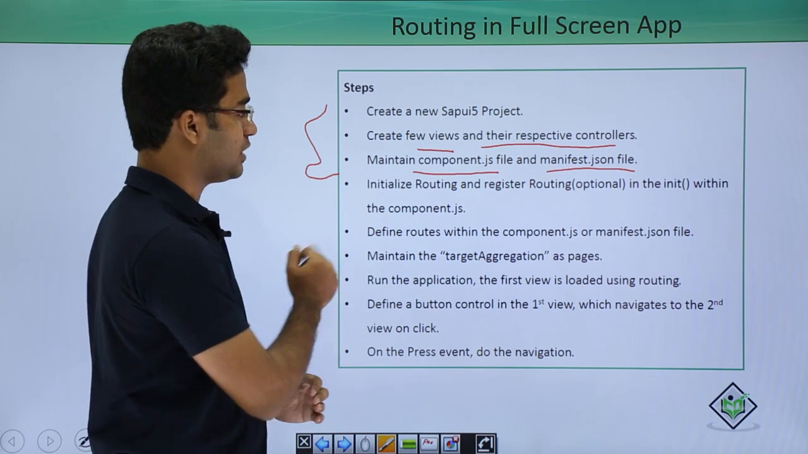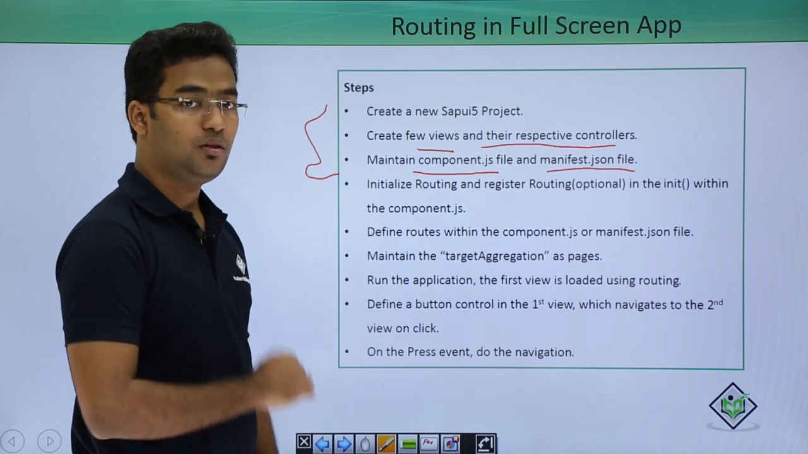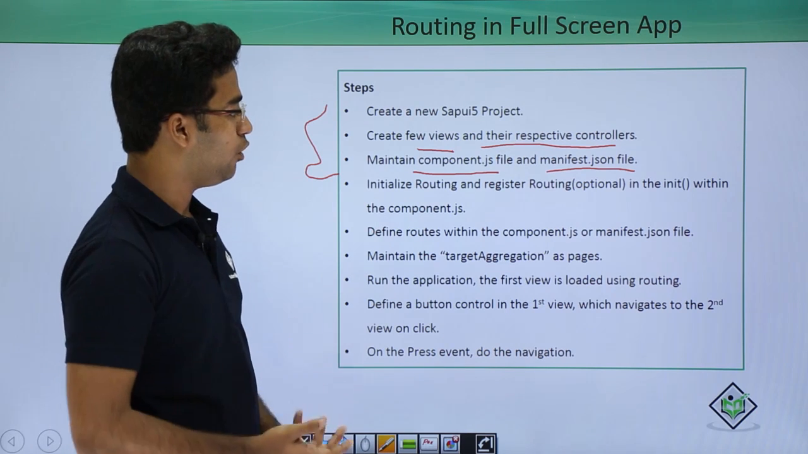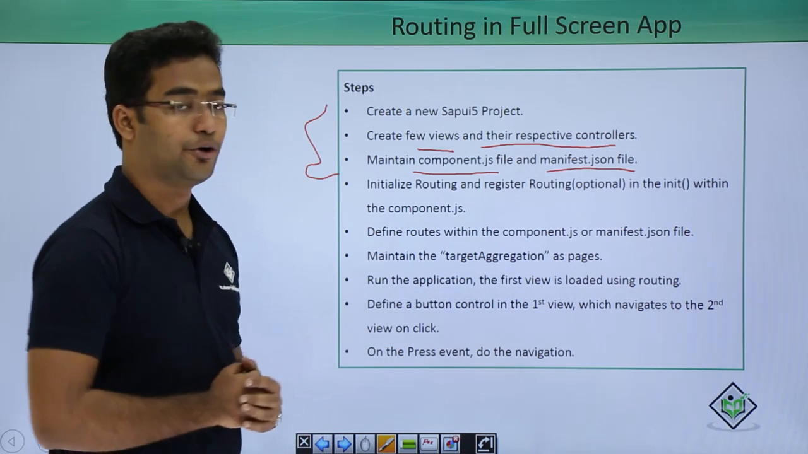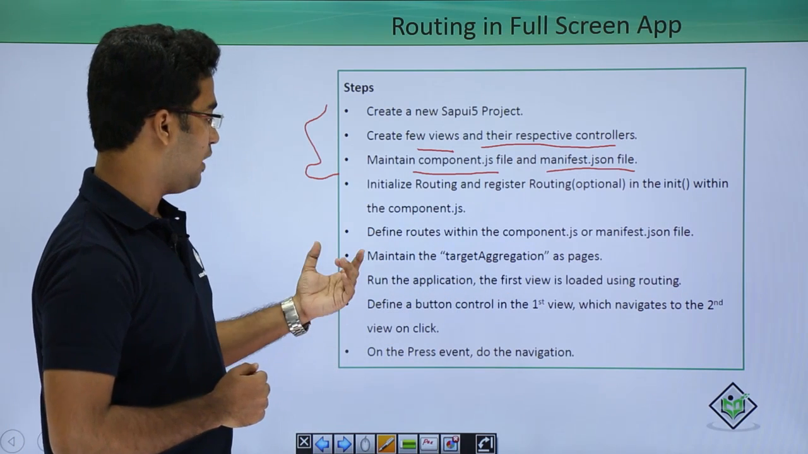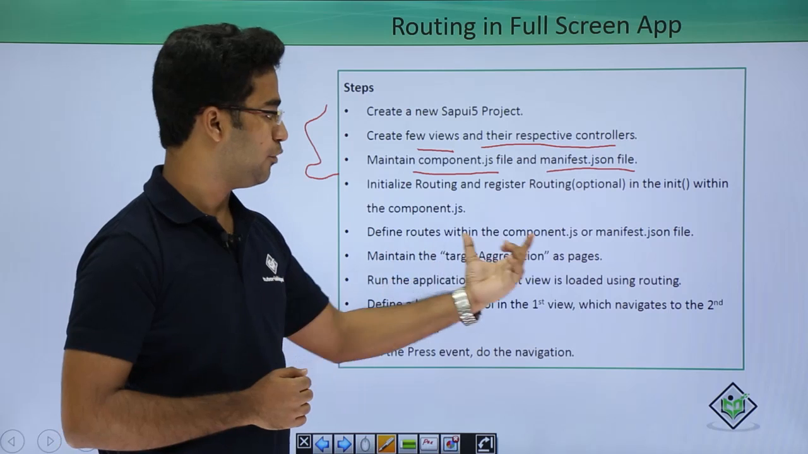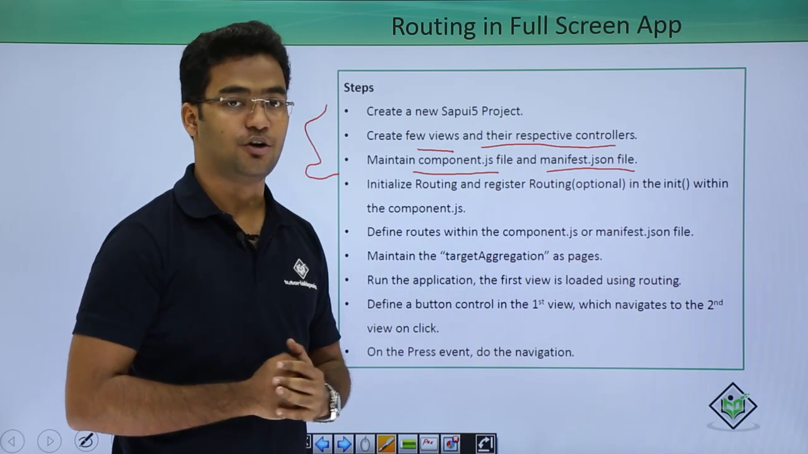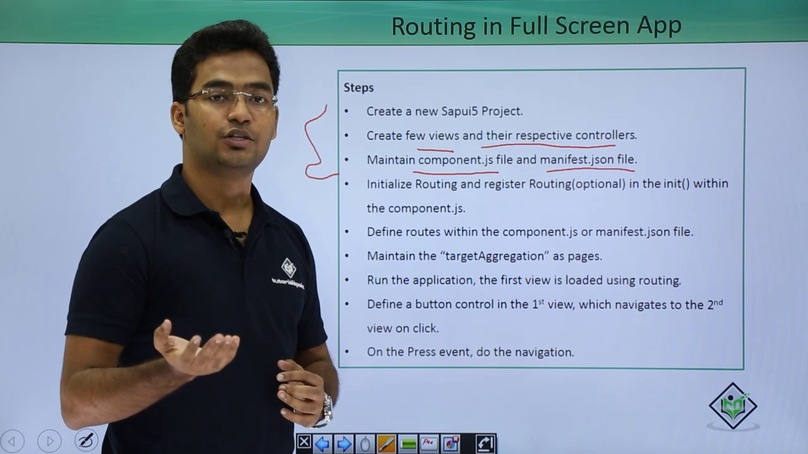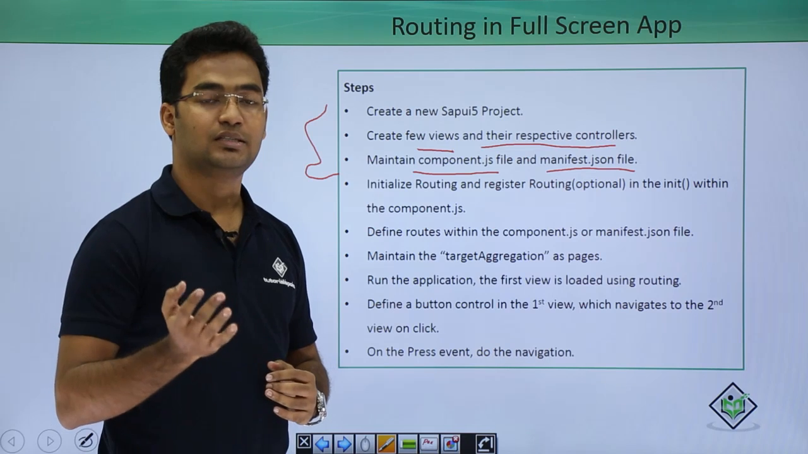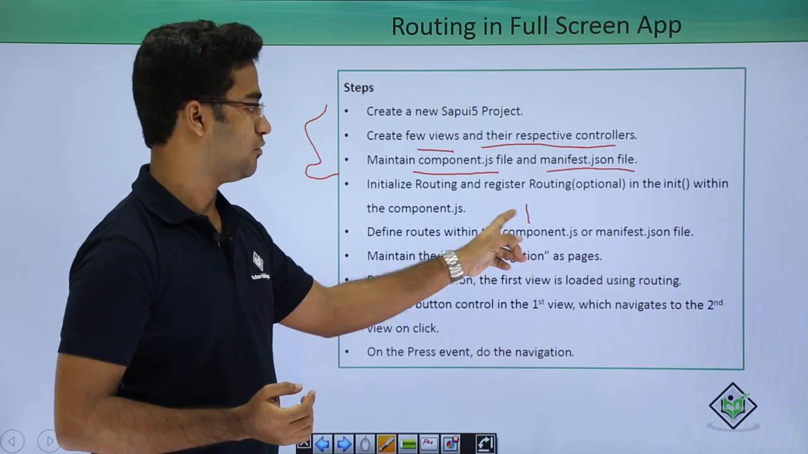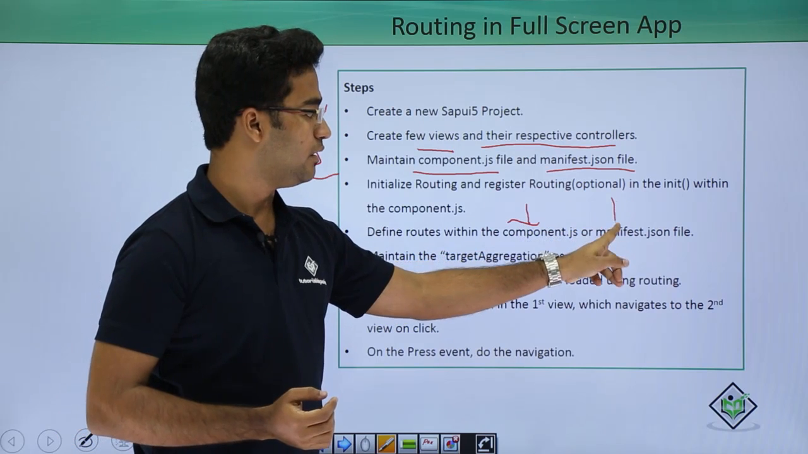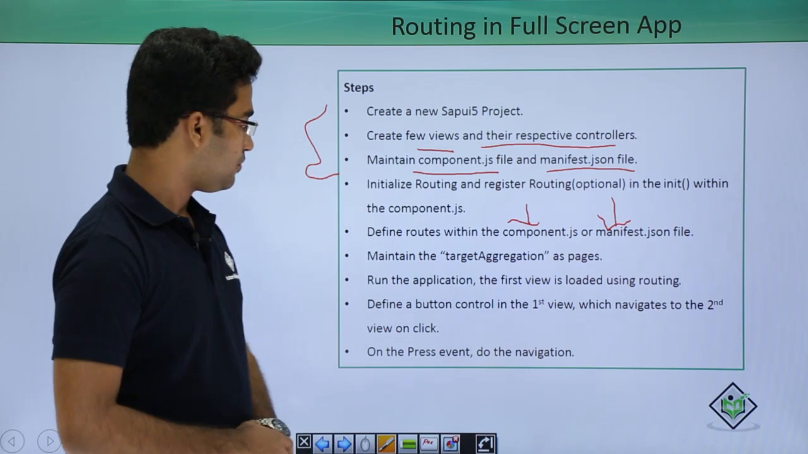First step is to initialize the routing. You initialize the routing, and you could also register the route within the init function in the component.js file. Now you have to define the routes within the component.js file or the manifest.json file. If the version of SAPUI5 is less than 1.28, you have to mention the routing in the component.js file. Otherwise, you have to mention it in the manifest.json file.